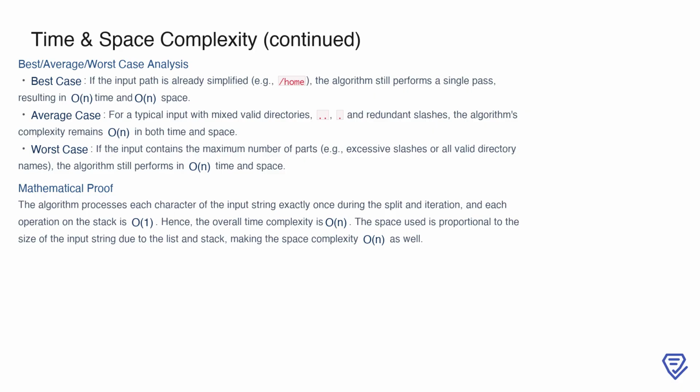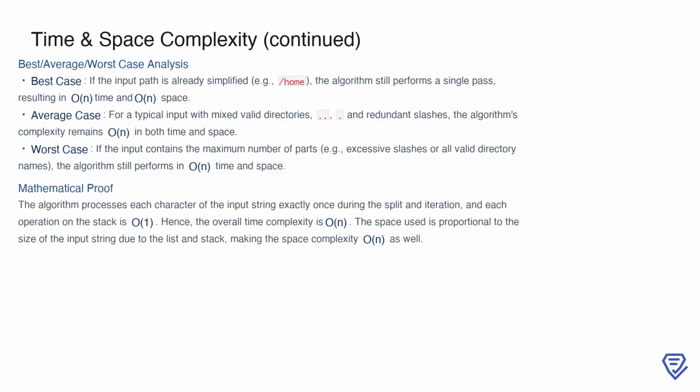Analyzing the algorithm further, we see that in the best case, when the input path is already simplified, such as /home, the algorithm still performs a single pass over the input string. This results in O(n) time and O(n) space. In the average case, with a typical input containing a mix of valid directory names and redundant slashes, the complexity remains O(n) for both time and space. In the worst case, where the input contains the maximum number of parts, like excessive slashes or all valid directory names, the algorithm still maintains O(n) time and space complexity.